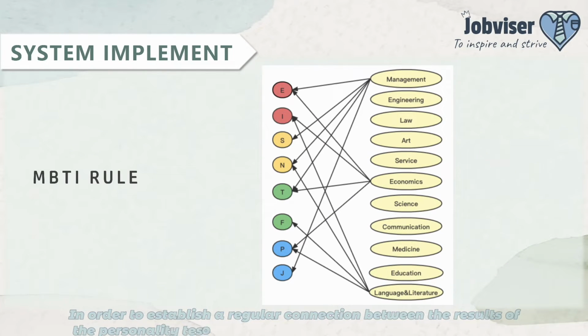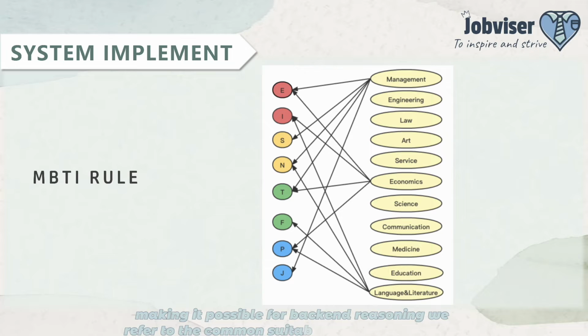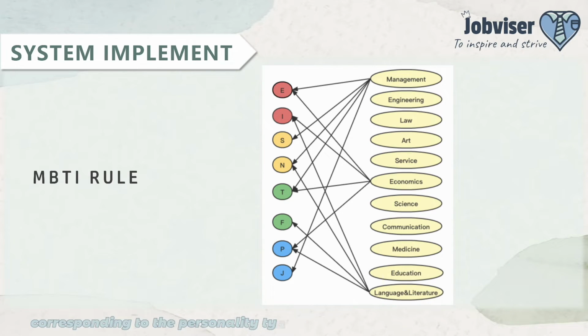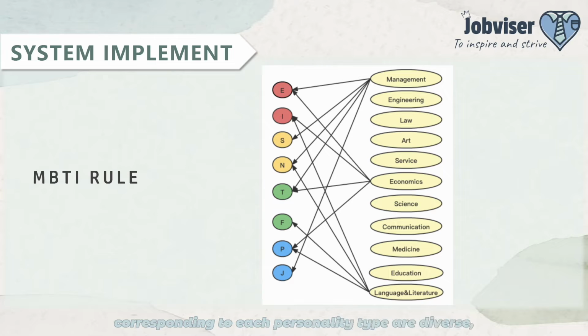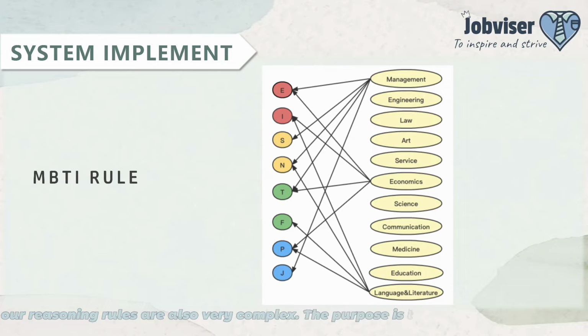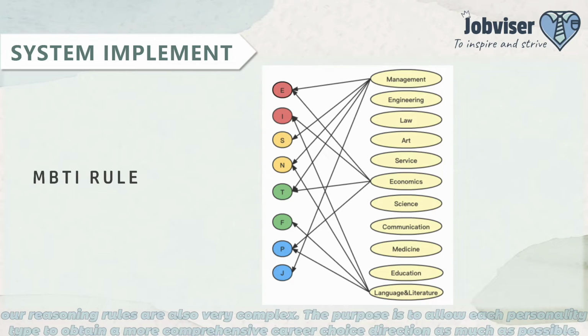In order to establish a regular connection between the results of the personality test and the occupational data in the database, making it possible for back-end reasoning, we refer to the common suitable occupational types corresponding to the personality types given by the official website of MBTI, and summarize the corresponding personality types of all categories of the industry feature. However, because the professional directions corresponding to each personality type are diverse, our reasoning rules are also very complex. The purpose is to allow each personality type to obtain a more comprehensive career choice direction as much as possible.